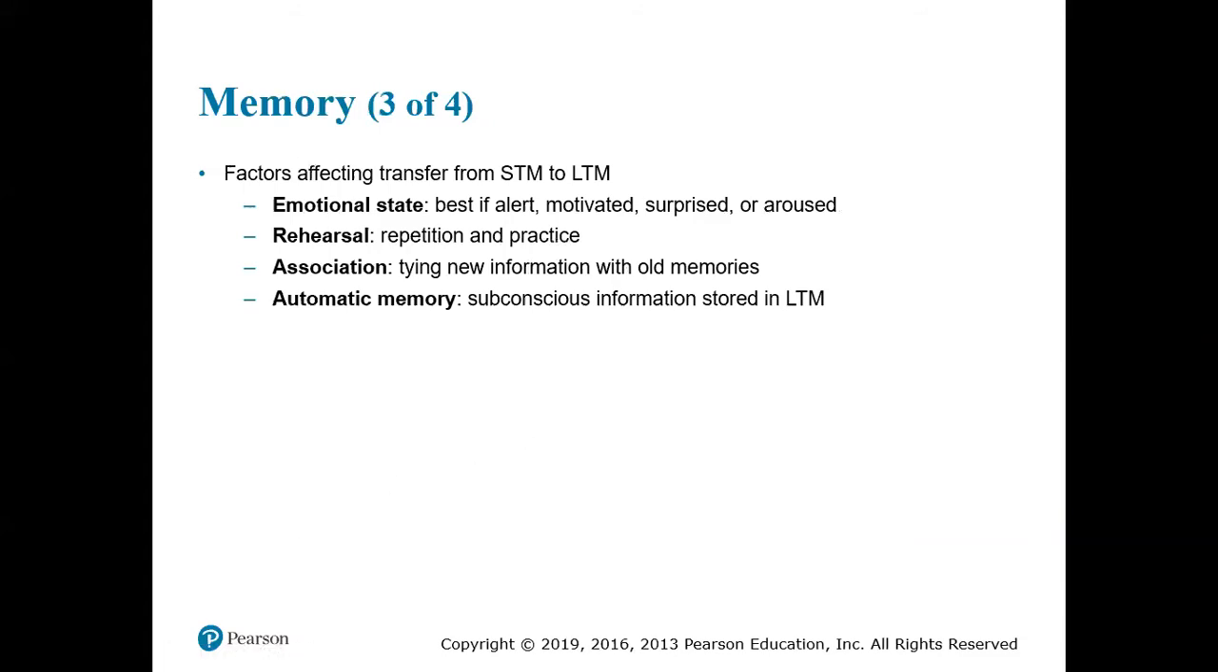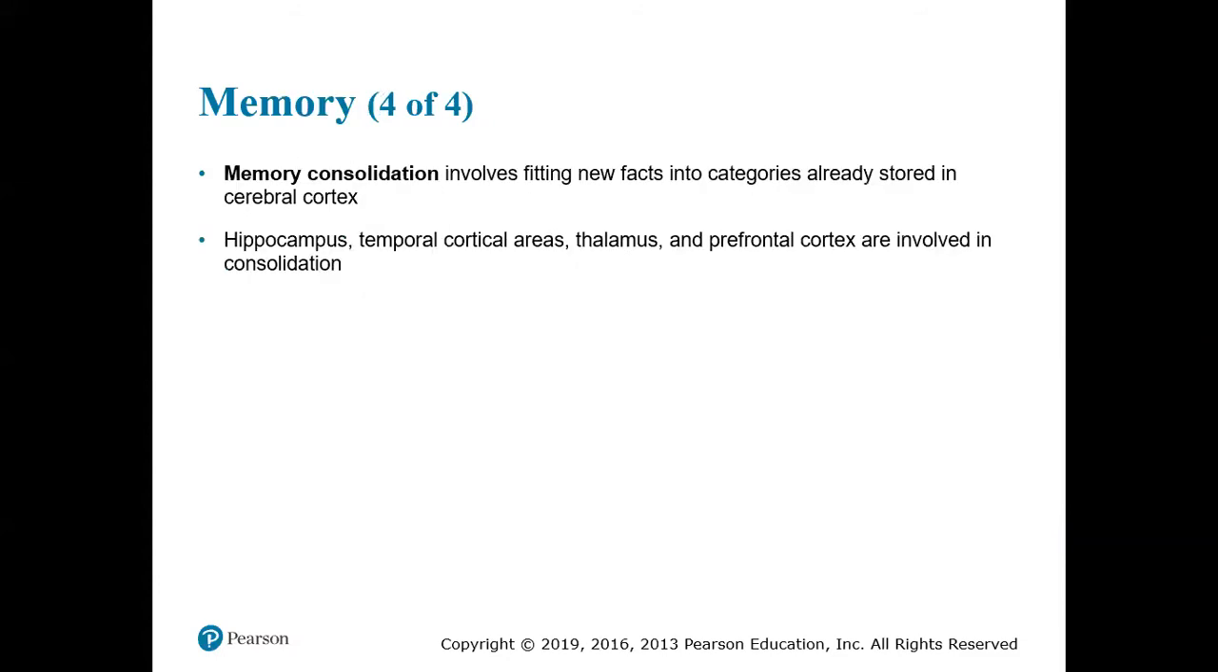And then we have the autonomic memory, subconscious information stored in long-term memory. We also have memory consolidation, which involves fitting new facts into categories already stored in the cerebral cortex. We talked about how important this is, right? We've talked about the cerebral cortex, super important.